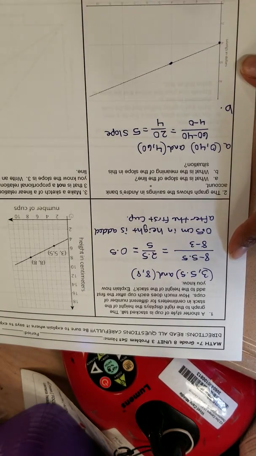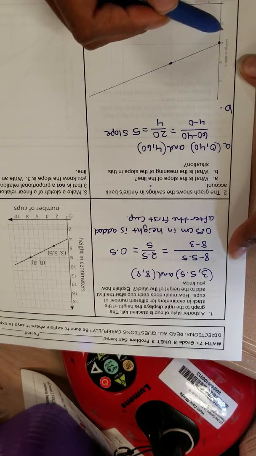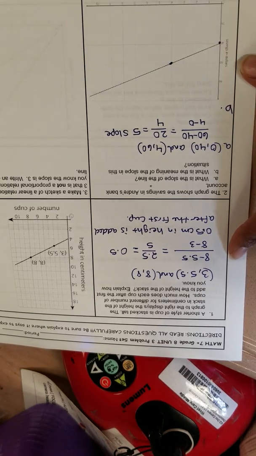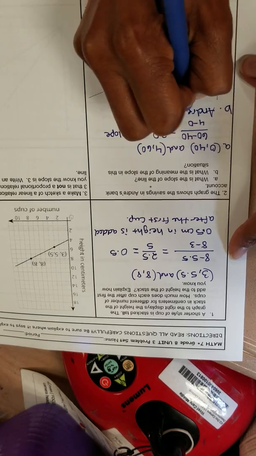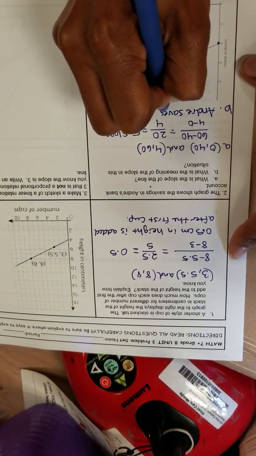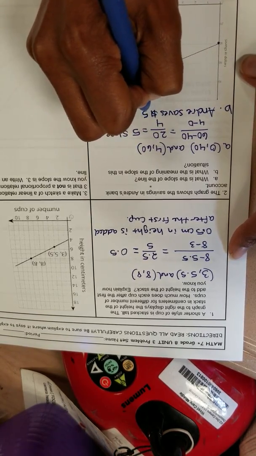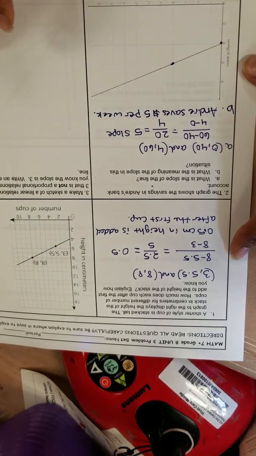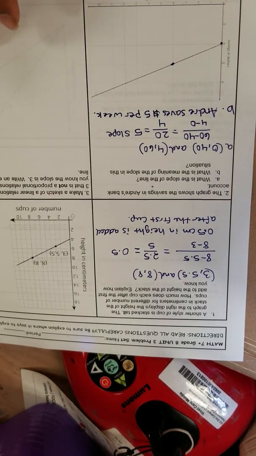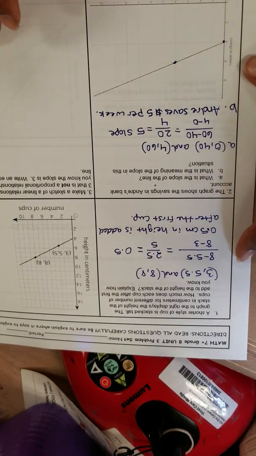So if we look at our labeling of our graph, the x-axis is our time in weeks, and the y is the savings in dollars. So that tells us that Andre saves $5 per week is what our slope tells us. Okay, he saves $5 per week according to the graph.